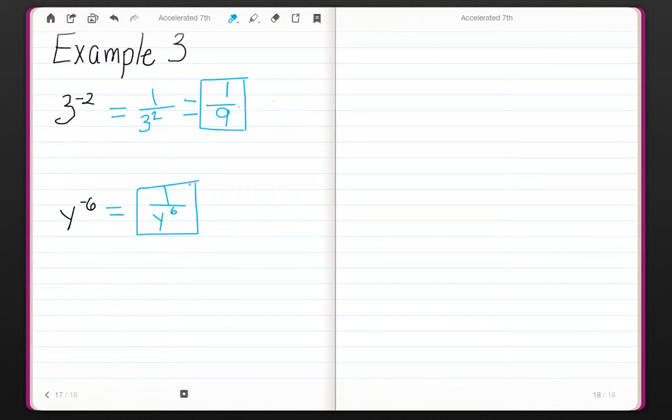Okay, that's it for examples today. Go ahead and complete the check your understanding and quick checks, and we will review them on Monday.